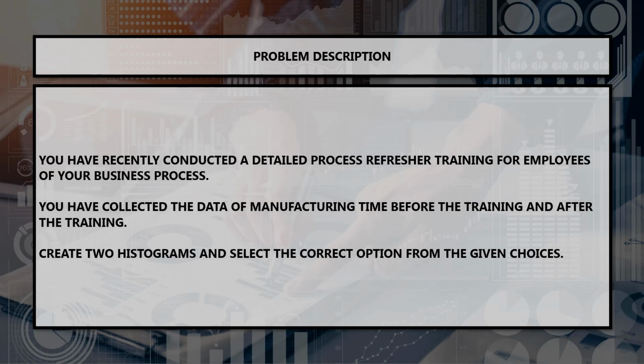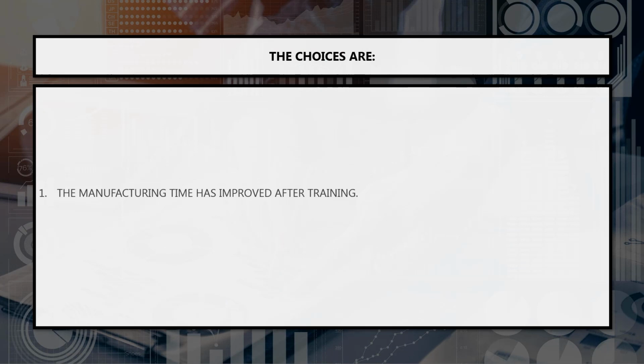The choices are 1. The manufacturing time has improved after training, and 2. The manufacturing time has not improved after training. So, let's take a quick moment to create the 2 histograms.